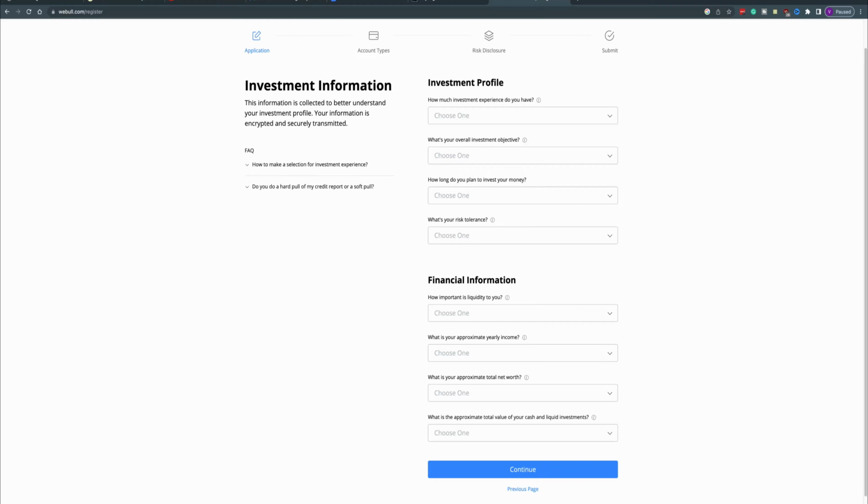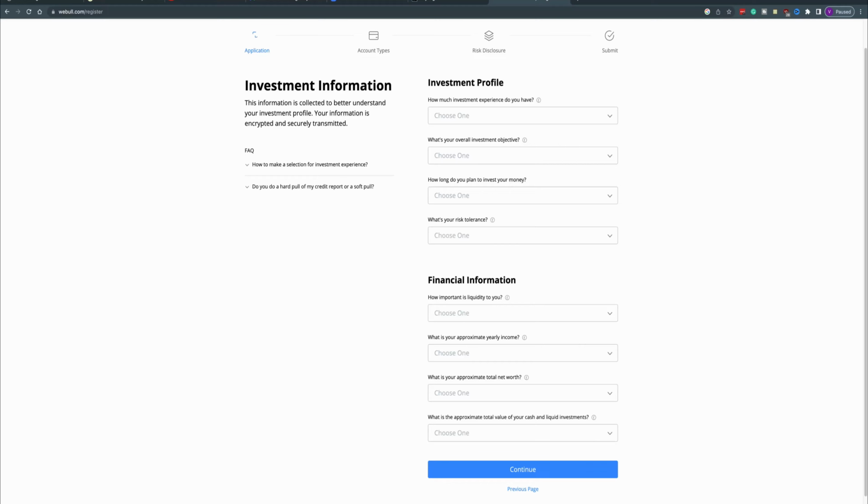On the next step, you will be asked to complete your investment information. This will ask you things such as how much investment experience do you have, investment objective, how long do you plan to invest, risk tolerance, as well as what is your net worth and your yearly income. Feel free to answer these based on your situation. There's no wrong or right answers here.